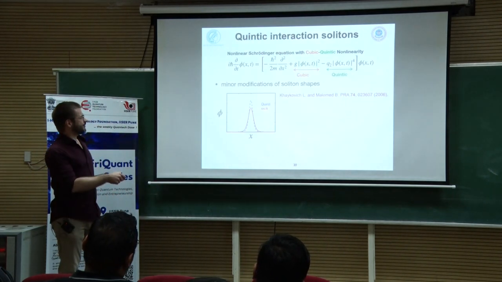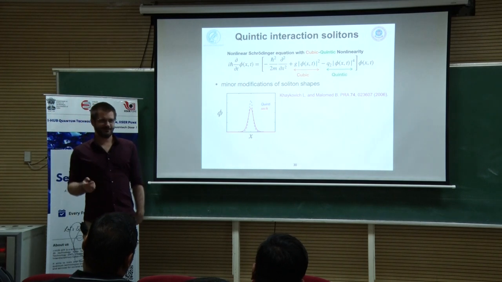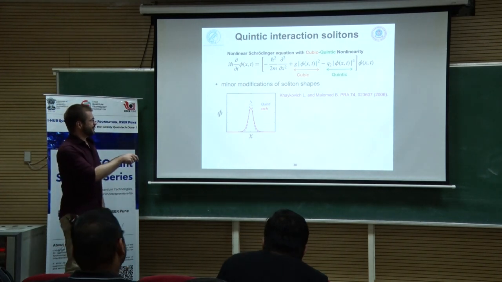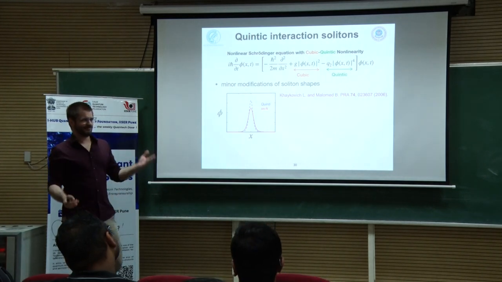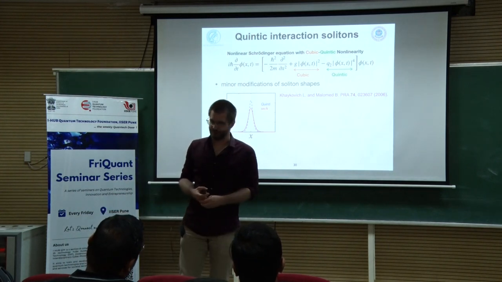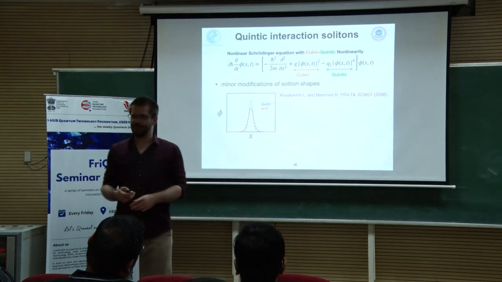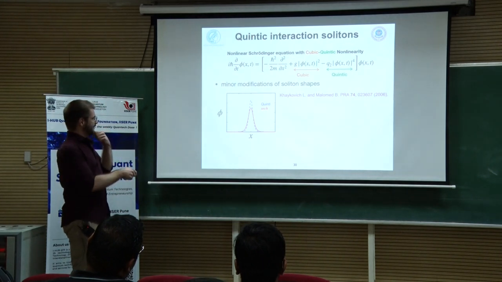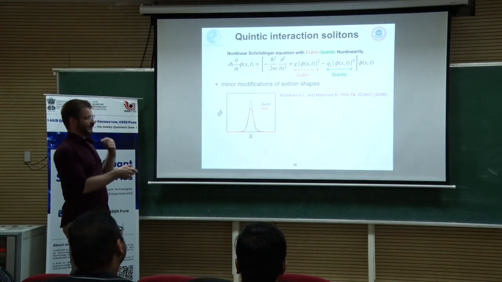First thing is boring. If you now look at your soliton, these guys have looked at what happens to the soliton in this model. It changes from the red line to the blue line. I mean, it changes somehow, of course, but mostly it doesn't really dramatically change how it looks, would be my takeaway from this. That's for some realistic parameters like in the experiment. The blue one is the quintic model soliton.